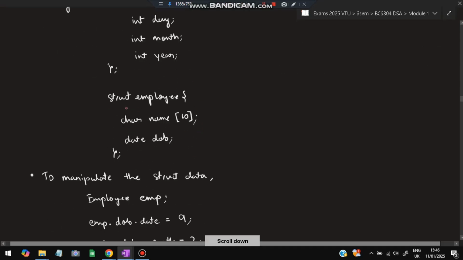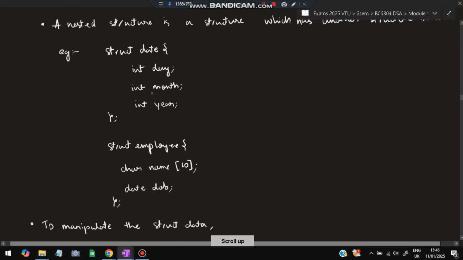Now what we do is we create struct employee. Inside that we create a character name array and we also create a date dob. Now what is date? Date is already a structure which is defined. We are using a structure inside another structure, not the same structure. So in that case it will be called a nested structure. If it is under the same one, it is called a self-referential structure.